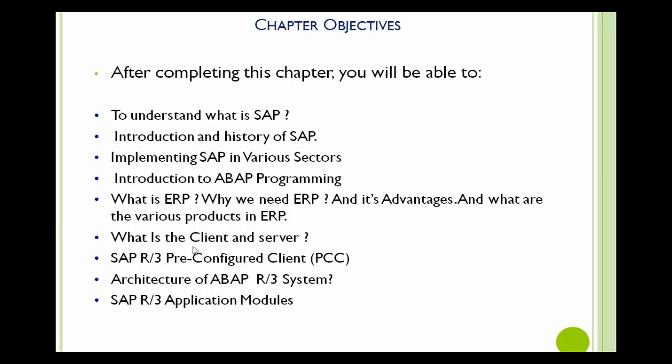We also have to know what client server architecture is, since SAP is an R3 product. So definitely we have to know exactly what a single tier architecture system, a two tier architecture system, and a three tier architecture system are. And the SAP R3 pre-configured client, PCC, R3 system configurations, work process, etc. Then SAP R3 modules, how many modules there are, functional and technical. This we are going to discuss now.